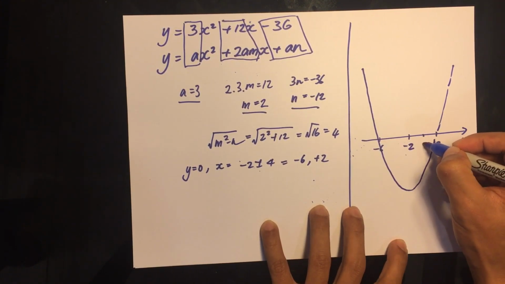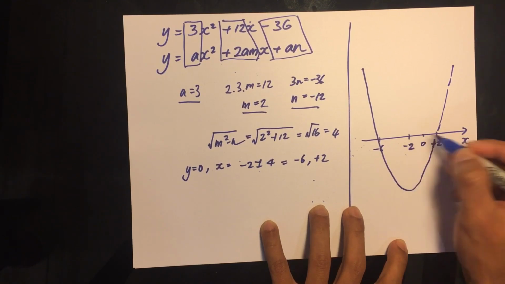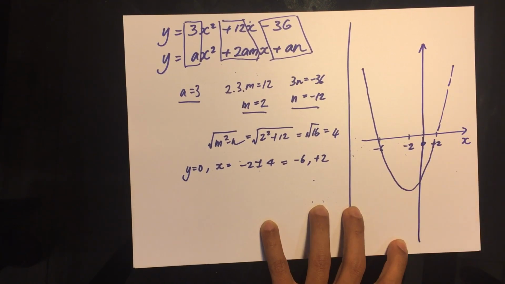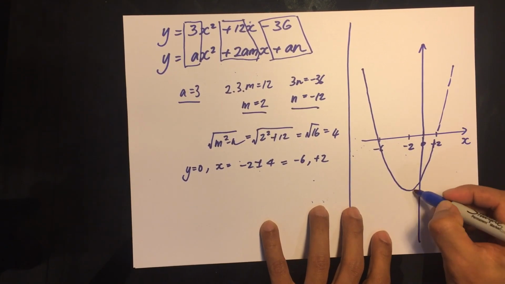Now, the x equals 0 point is there, obviously, between negative 2 and positive 2. So that's your y-axis right there. So the parabola looks like that. Okay, so let's fill in some numbers and check that our sketch is correct.